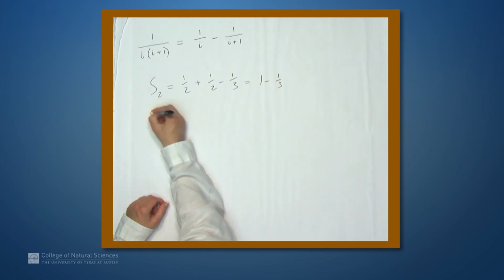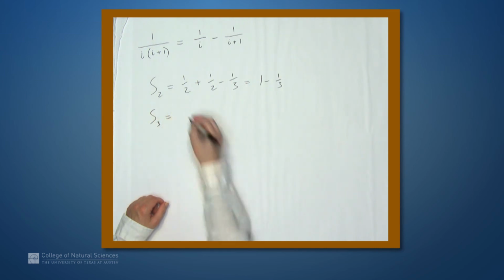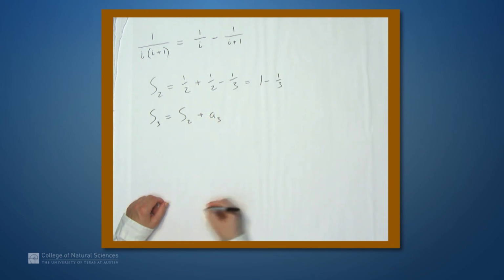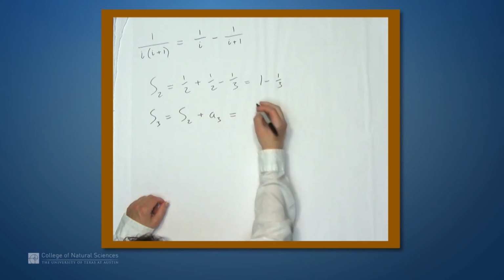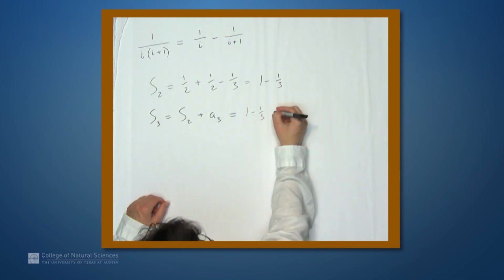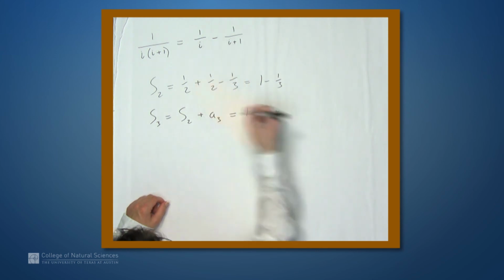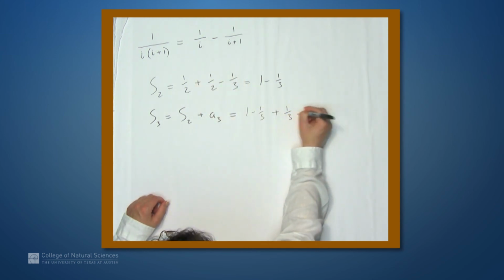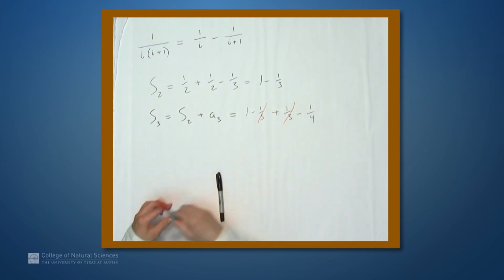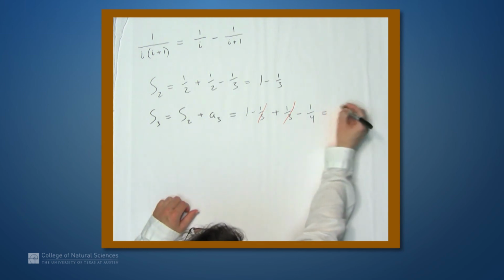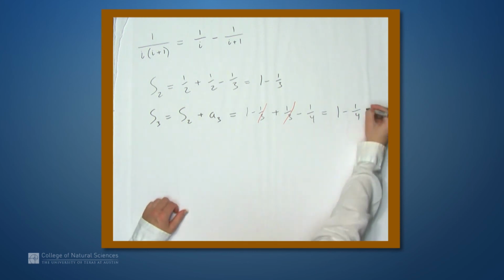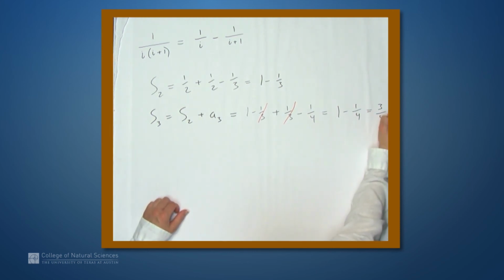Right, now let's look at S sub 3. So S sub 3 is S sub 2 plus a sub 3. Right, and now we have S sub 2, which is 1 minus 1/3. Now a sub 3 is this expression when i equals 3. So it's plus 1/3 minus 1/4. These 1/3 cancel, and we're left with 1 minus 1/4. So this gives us 3/4.